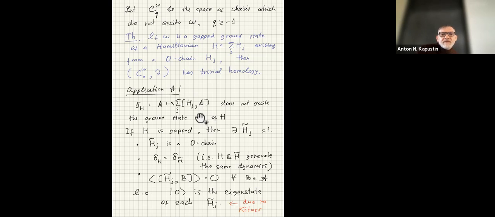Let me say again what he showed. If your H doesn't excite the ground state, by definition of its own ground state, can we find some other way of writing this derivation? Each derivation comes from a zero chain, but there's lots of ambiguity. Can one find another zero chain which still produces the same derivation but does not excite the ground state? That turns out to be possible if this ground state is gapped. That's what Kitaev showed, and that's fairly easy if you know Lieb-Robinson bounds, but I'm not going to get into this. The theorem I stated here is just a simple generalization of that.